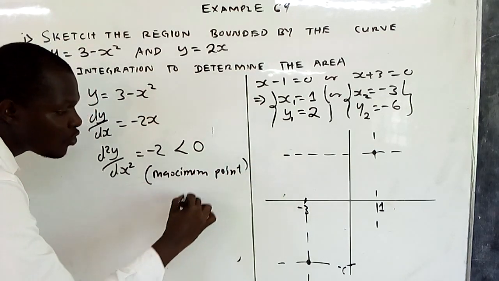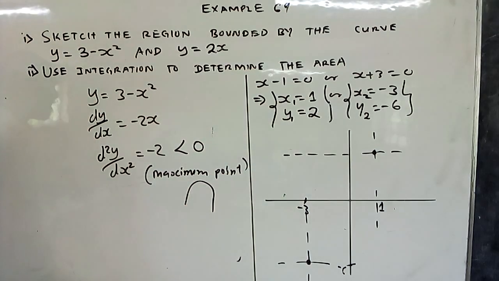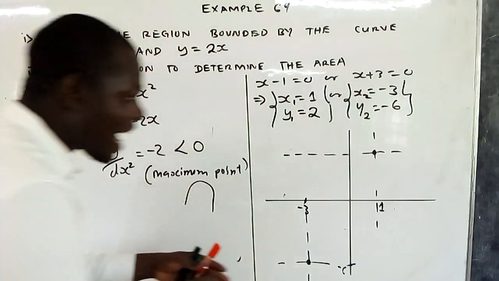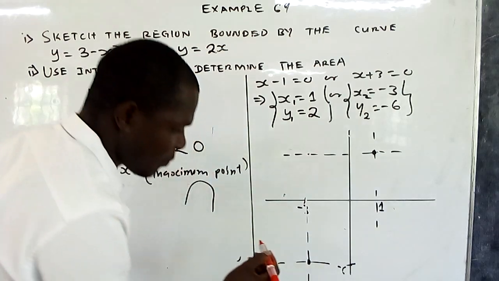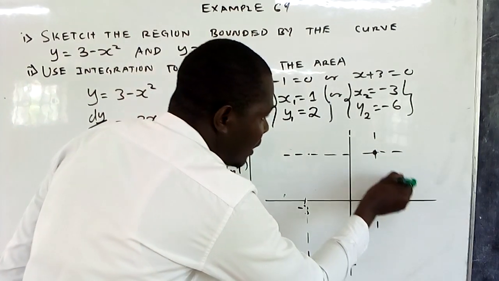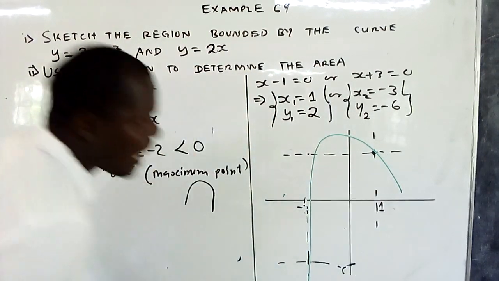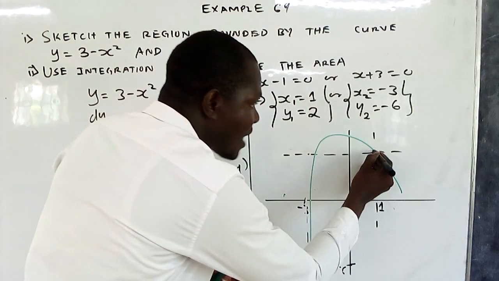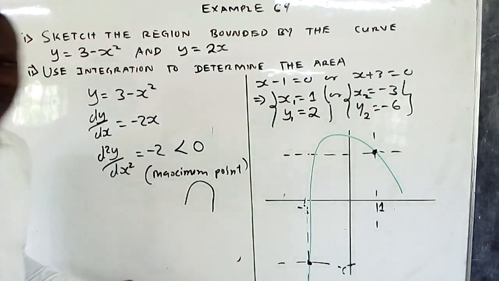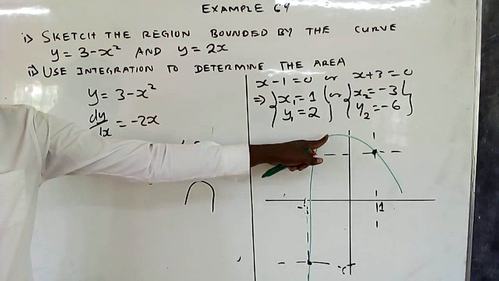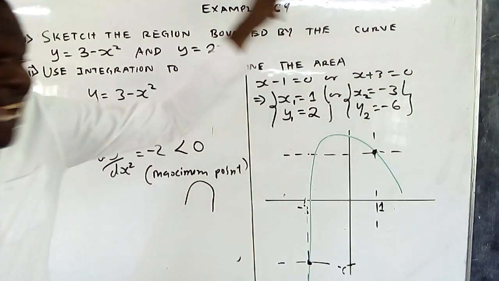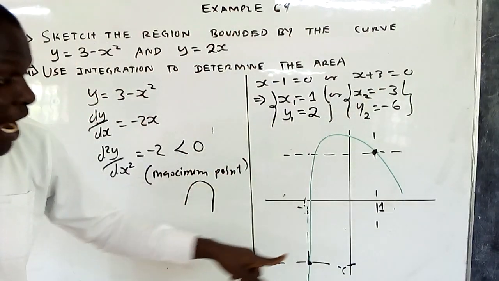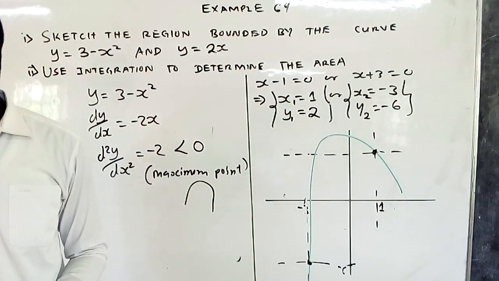So a maximum point, you know, is turning like that, like a mountain, isn't it? So you will see here, your curve is turning like that, like a mountain. Then it is passing through the two points of intersection. Have you seen the way to sketch the curve? We are not interested in that turning point. We only want to know whether it is turning upward or downwards, and it is passing through the 2 points of intersection.